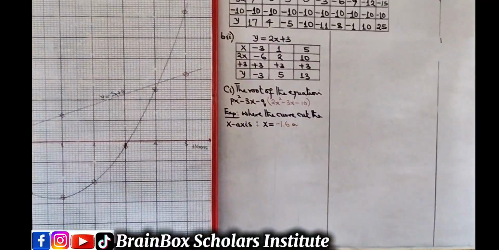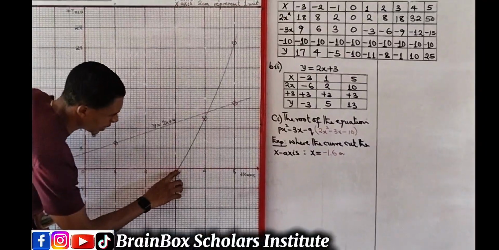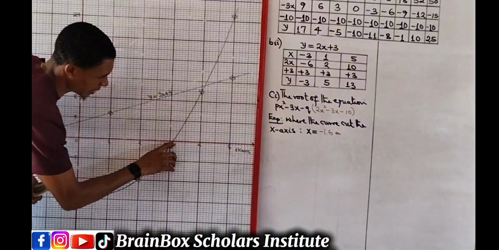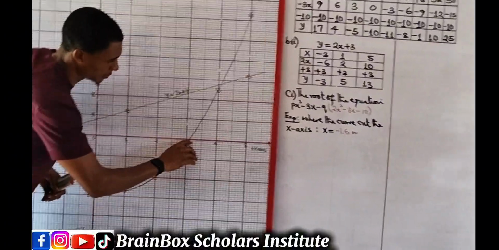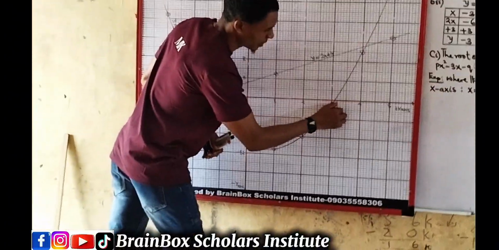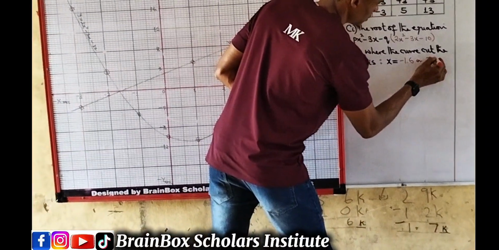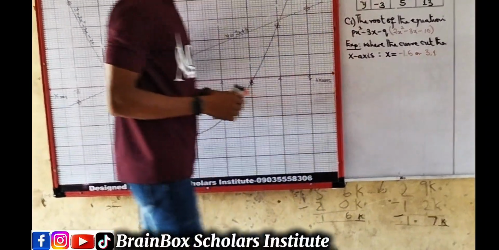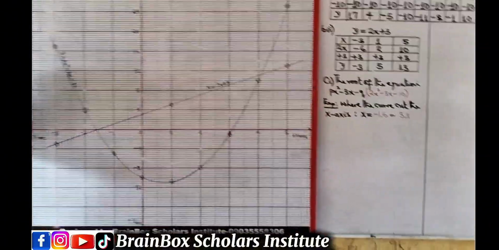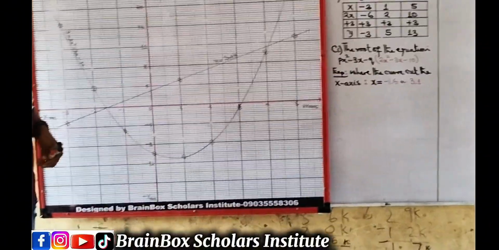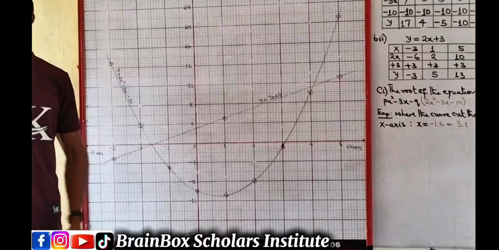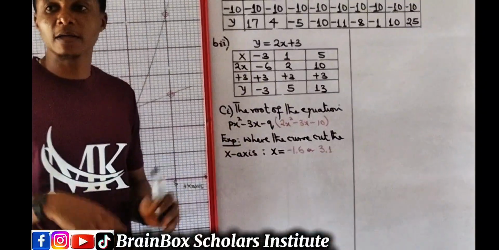Okay, let's take again. Coming here, do you see it's even cutting the x-axis at 3.1? Okay, 3.1. Am I making sense? So I have answered question C-I-I. Now with C-I, get the next one.